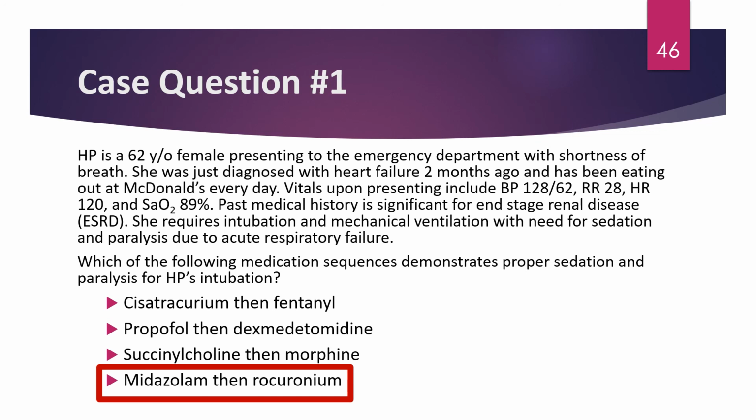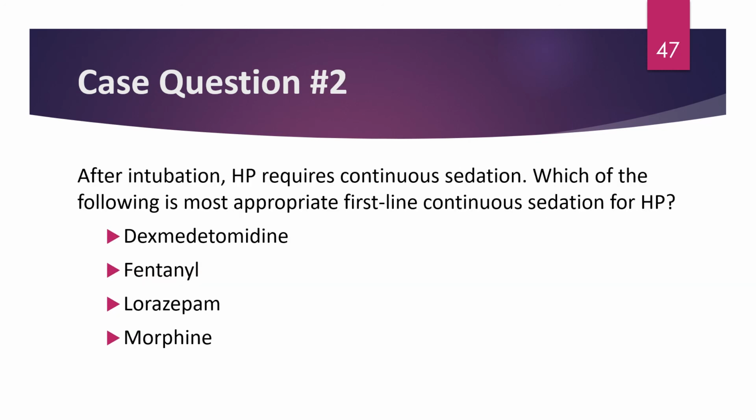Now remember, we said that we can sedate with anything for intubation purposes. Etomidate is typically preferred, though some providers may have their individual preferences over what sedative to use. Typically, though, remember, etomidate is only reserved for RSI. After intubation, HP requires continuous sedation. Which of the following is most appropriate first-line continuous sedation for HP, or the patient HP? Dexmedetomidine, fentanyl, lorazepam, morphine. Answer here is fentanyl.